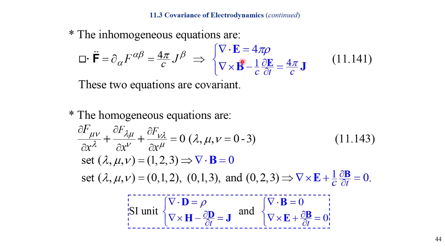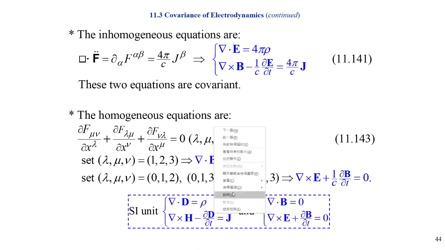And we prefer free space. That is nothing, vacuum. Free space, no material inside. So in that case, D just equals epsilon E. E just equals epsilon D. Okay? B just equals mu H. B equals mu H. Let me write it down.